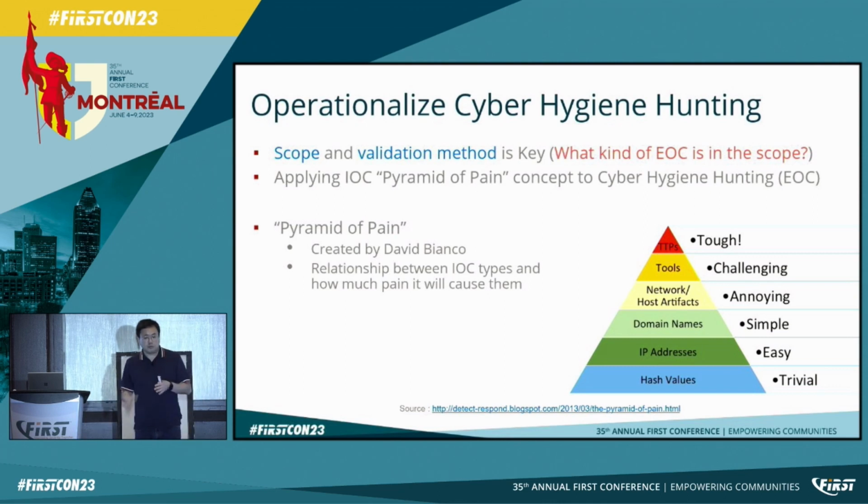I think the majority of you know what an indicator of compromise is, and also the pyramid of pain. To recap, the pyramid of pain was created by David Bianco in 2013 or 14. He defined 6 types of IOC and discussed the relationship between the indicators of compromise. He created a pyramid with 6 types. We borrow this idea for the cyber hygiene hunting world, which is the enabler of the compromise world.